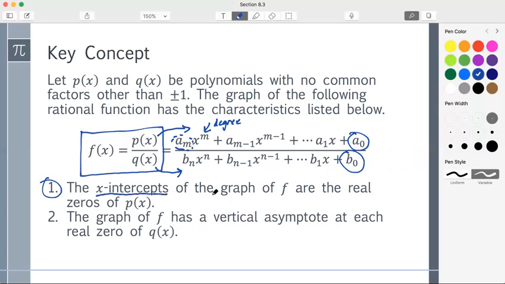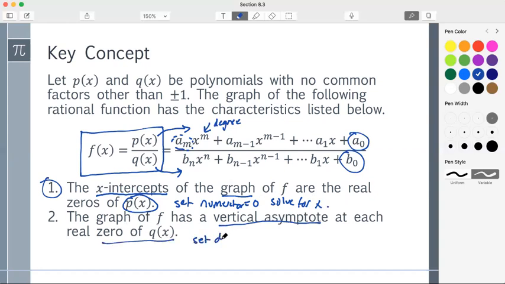To find the x-intercepts of the graph, you always set the numerator equal to 0 and solve for x. That will find the x-intercepts. To find the vertical asymptotes, you always set the denominator equal to 0, and then solve for x. And that will find the vertical asymptotes.